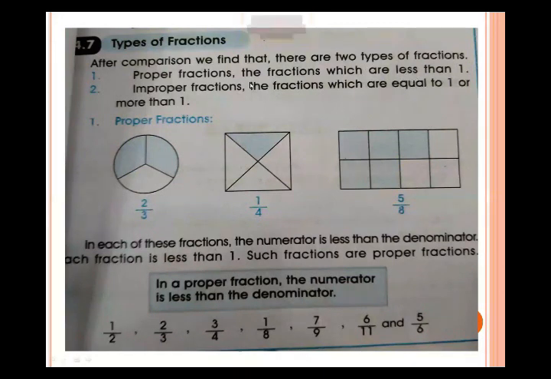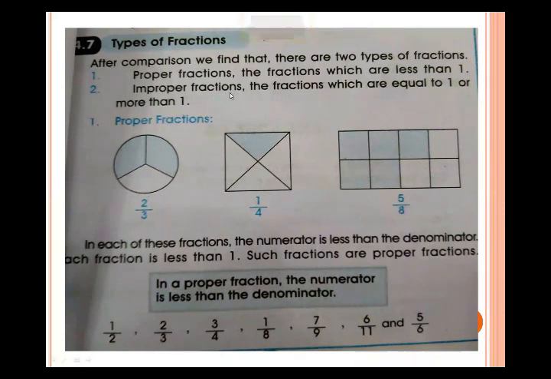If we summarize that, if the numerator is smaller than the denominator, it is called a proper fraction. Here is a different example. All the numerators are smaller than the denominator. It is called a proper fraction.